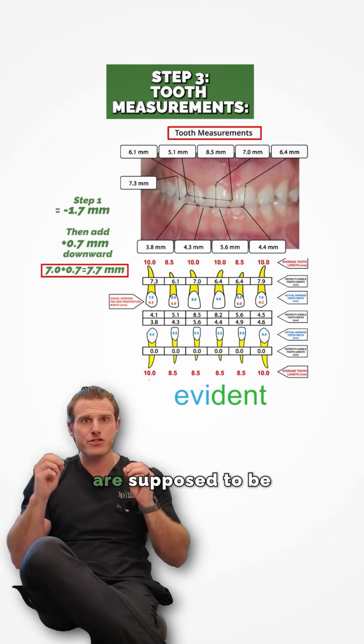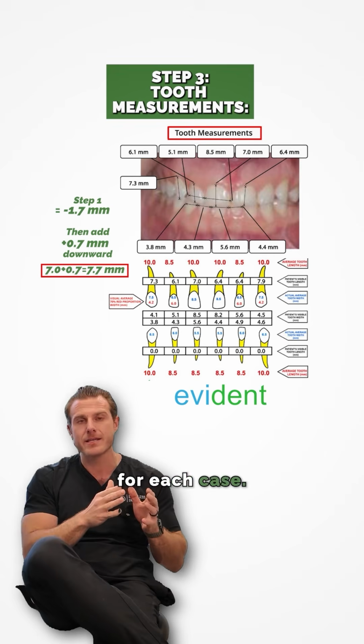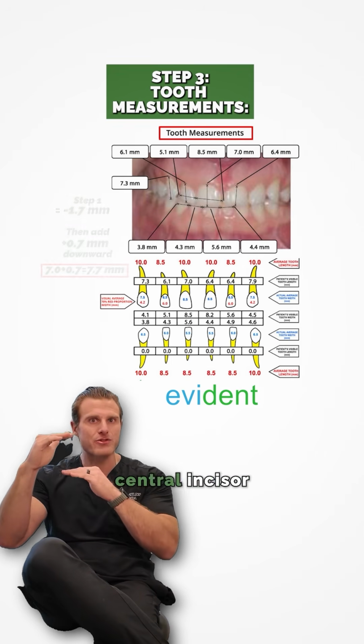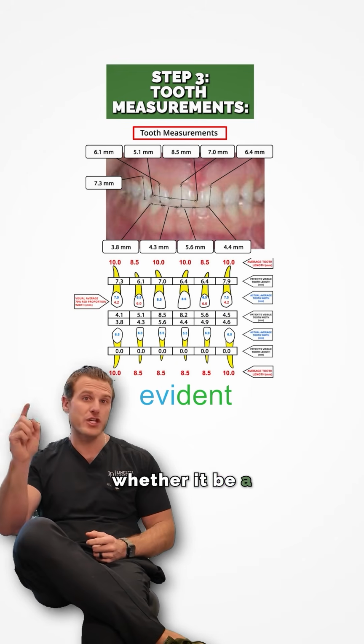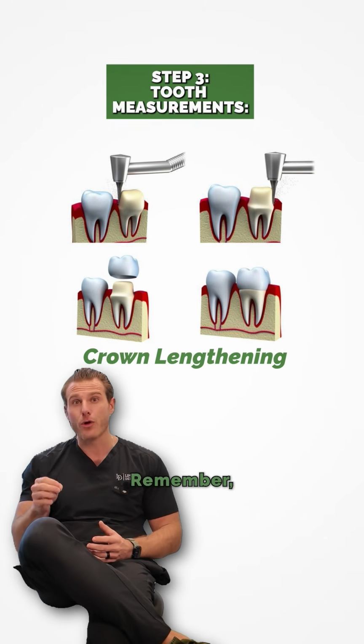Now, all of these averages are supposed to be taken into account for each case. Maybe we're not going to go for that 10 millimeter length central incisor for her. Maybe we're going to go for 9. Treatment at this step will depend on the diagnosis, whether it be just a simple gum lift or crown lengthening. Remember, altered passive eruption.